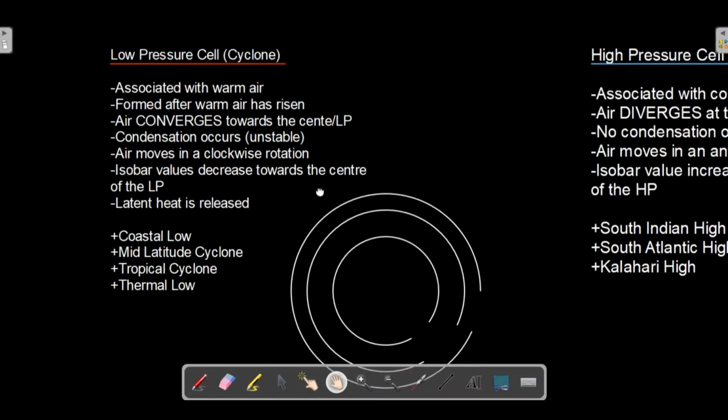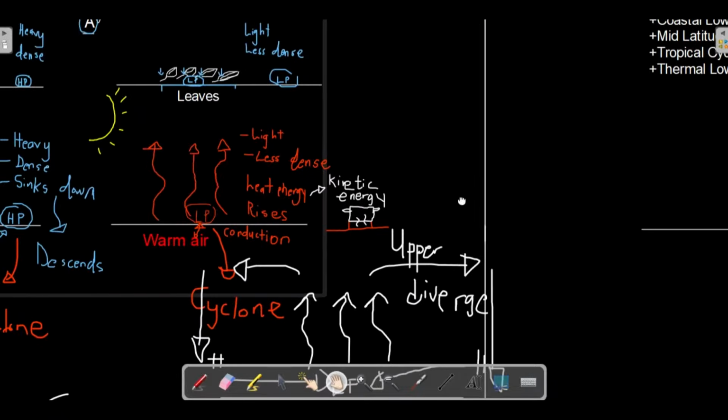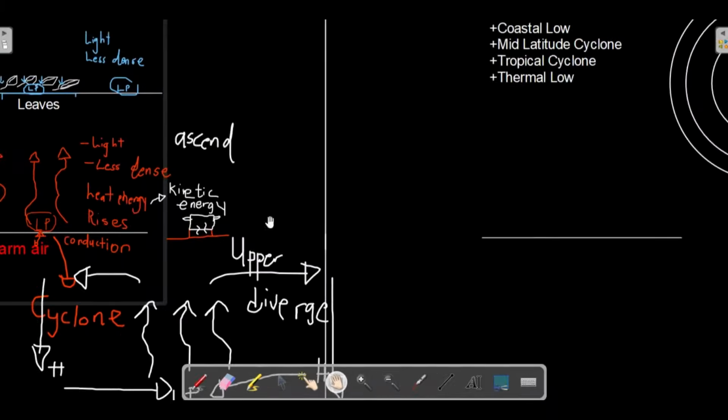So a low pressure cell, of course, is associated with warm air. Low pressure is always, as I said, associated with warm air. It's also formed after warm air has risen. Remember, guys, that you cannot form a low pressure if warm air hasn't risen. The warm air has to first ascend. You can also use that term. It has to ascend first. Once the warm air has ascended, you then create this area of low pressure.